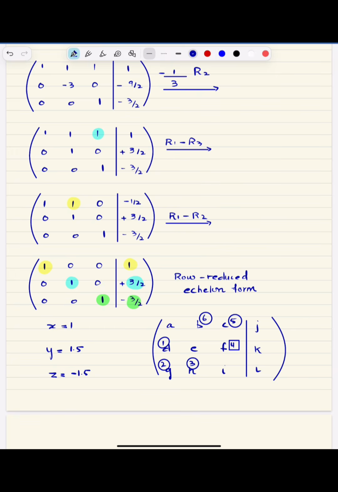So you have to follow this procedure. Convert this into a 0, then this into a 0, then this, then this, then this, then this. Use row 1 to impact row 2 and row 3. Then use row 2 to impact row 3. Then use row 3 to impact row 2. Then use row 3 to impact row 1. Then use row 2 to impact row 1.